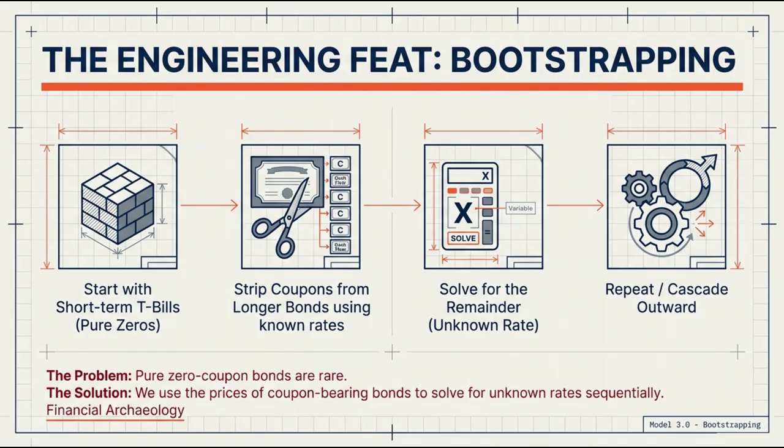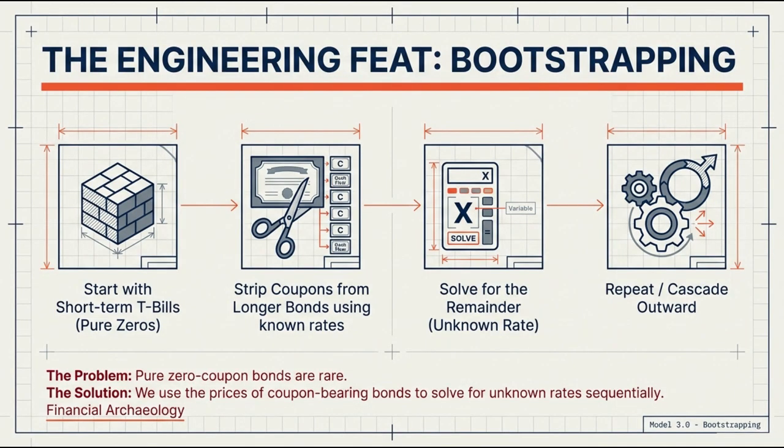Walk us through the underlying logic of the bootstrap process. The logic is sequential and self-referential. We start with the shortest maturity instruments that happen to be pure zero coupon bonds like T-bills, and we use them to establish our initial short-term zero rates, the foundation. Once those are known, we move to the next longest instrument, which is usually a coupon bond. The price of that coupon bond is known, and all of its cash flows, except for the final one, fall on maturities where we've already calculated the zero rates.